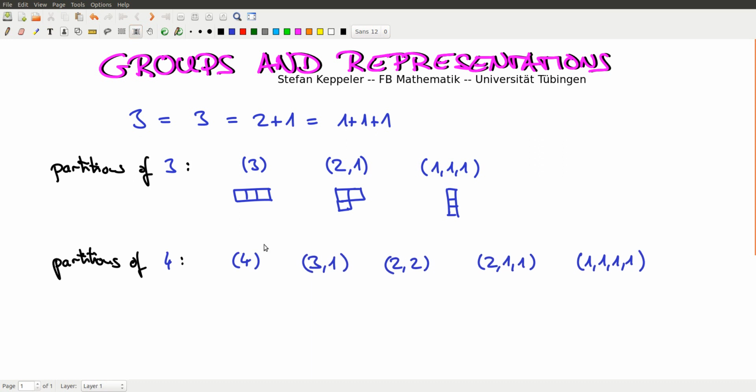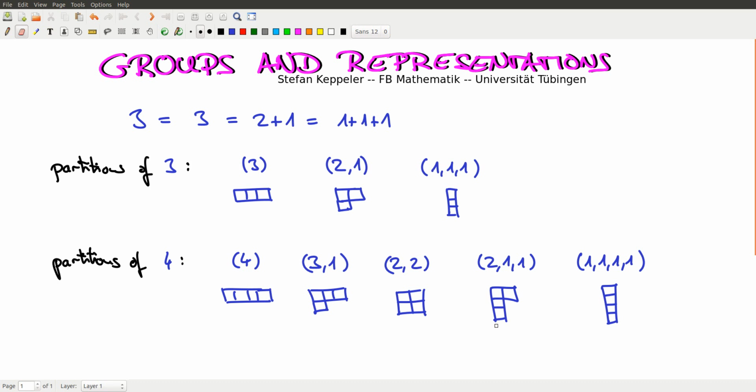Let's do this for the partitions of 4 as well, which will give Young diagrams of 4 boxes. And these are this 1 row diagram here with just 4 boxes. And then we can have this one here, 3 boxes on the first row, 1 box on the second. And here we have 2 boxes and 2 boxes. And this one here, 2, 1, 1 boxes, and then this 1 column diagram with just 4 boxes.